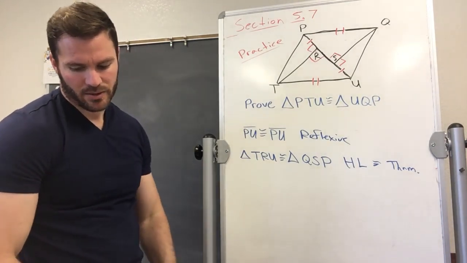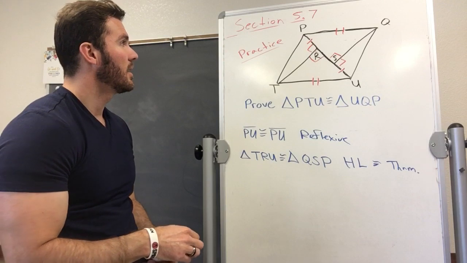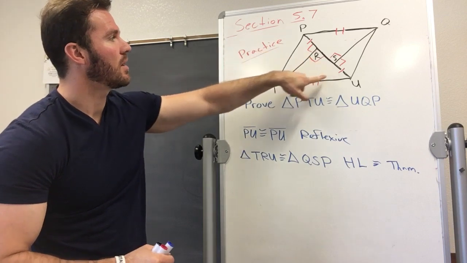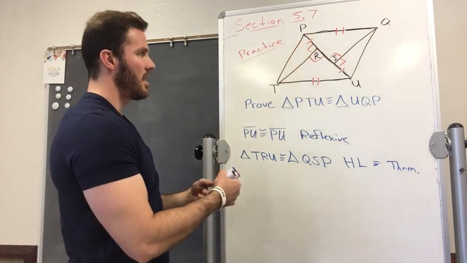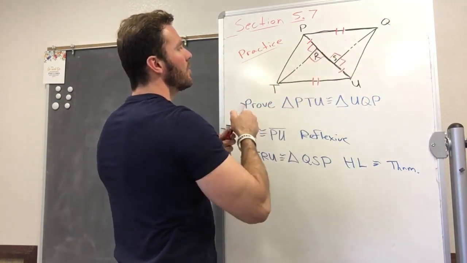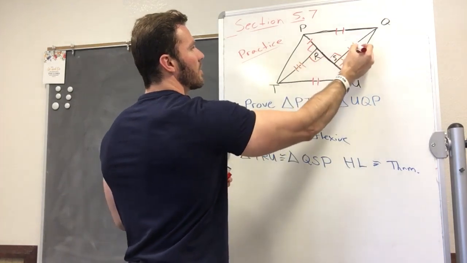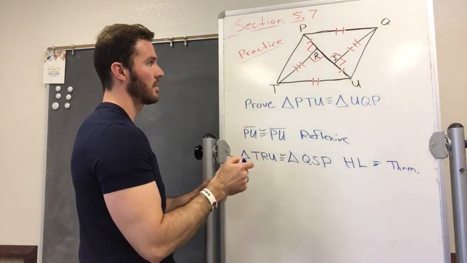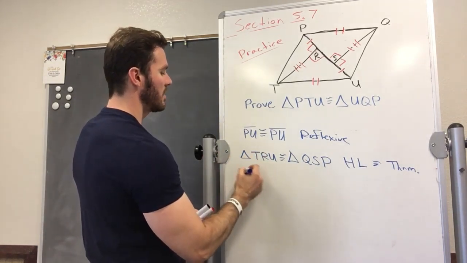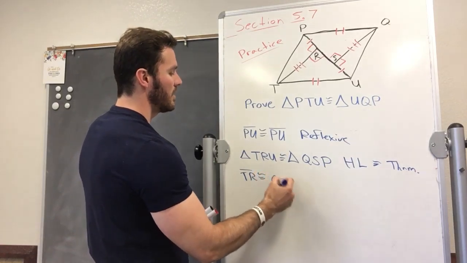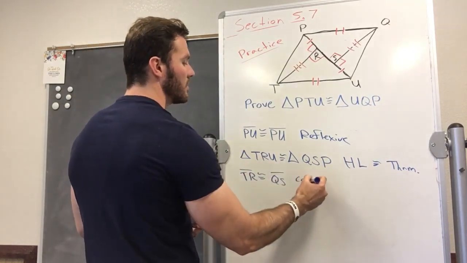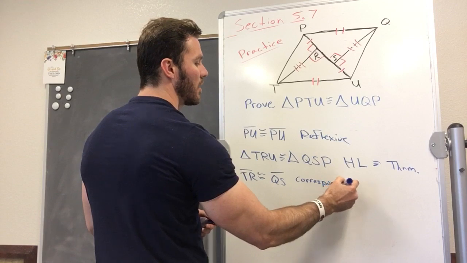The next thing we're going to do is, because these triangles are congruent, then RT and SQ are going to be congruent to each other. So let's say TR is congruent with QS. Because these are congruent triangles, these are corresponding parts.